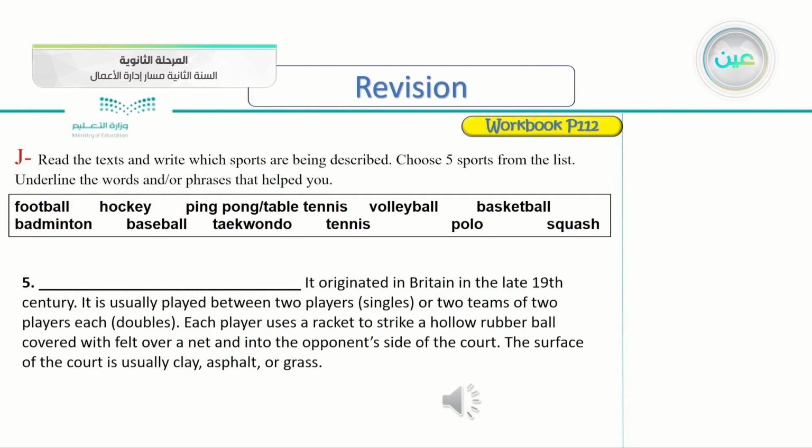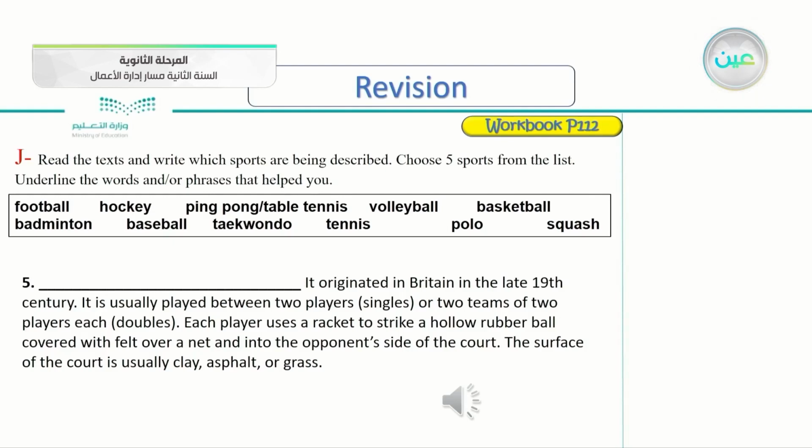5. It originated in Britain in the late 19th century. It is usually played between 2 players, singles, or 2 teams of 2 players each, doubles. Each player uses a racket to strike a hollow rubber ball covered with felt over a net and into the opponent's side of the court. The surface of the court is usually clay, asphalt, or grass.